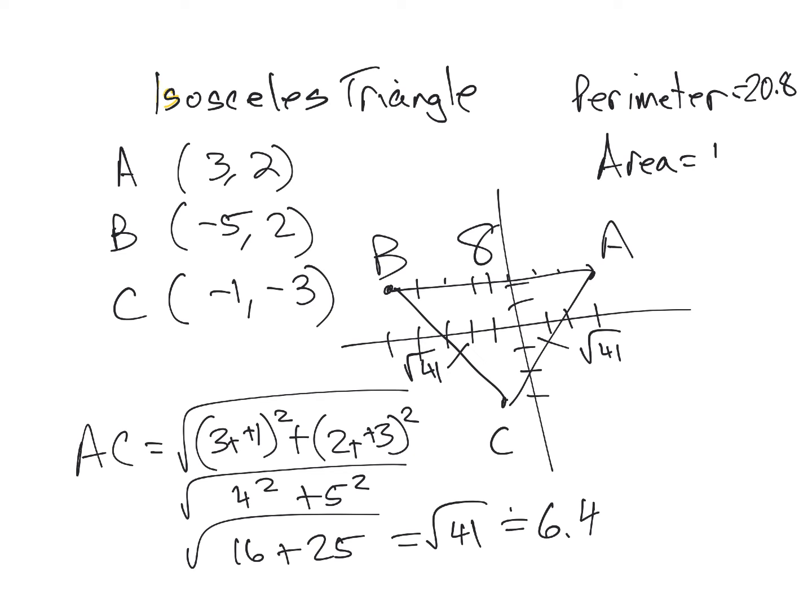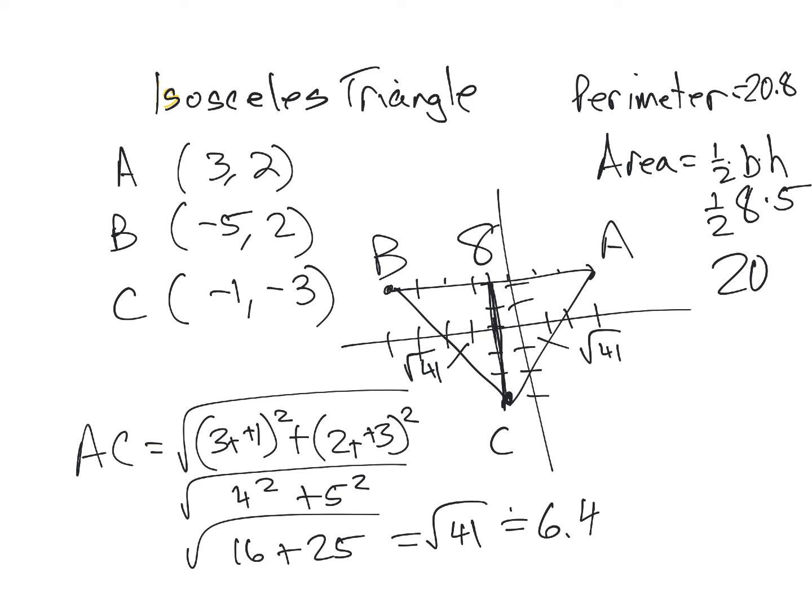How do you find area? 1/2 base times height. The base we'll say is 8. The height is your altitude from the vertex. Luckily, you have a horizontal line, so you can count 1, 2, 3, 4, 5. Half of 40 is 20. So 20 square units.